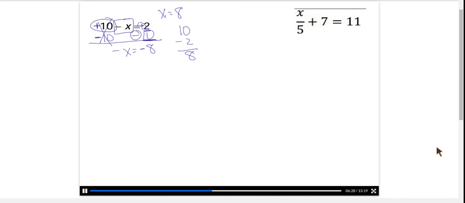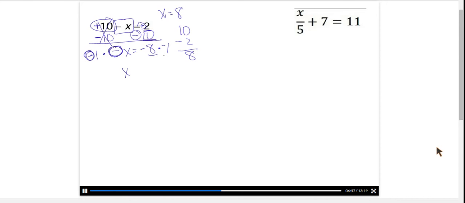So negative x is equal to negative 8. Okay? And then I can multiply both sides by negative 1. Because if I multiply both sides by negative 1, a negative times a negative is a positive. And so 1 times x is still x. But my signs are the same, negative and negative. So now my answer is positive, so now I have x.